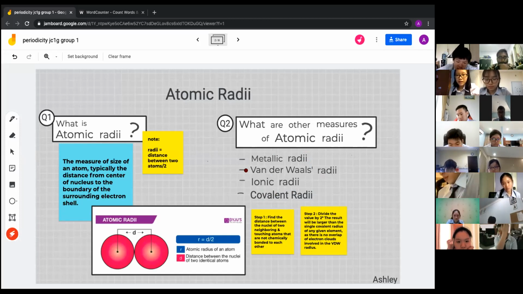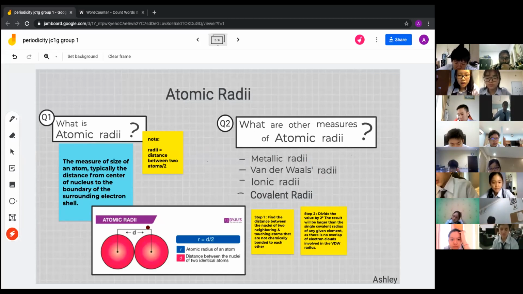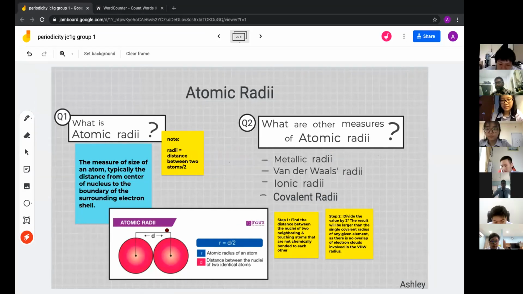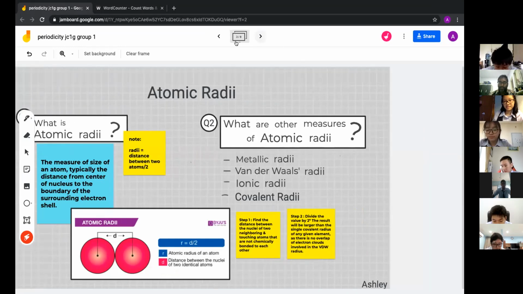It's found by dividing the distance between the two nuclei of atoms that are chemically bonded. However, my previous statement that covalent radii is most commonly found has exceptions, and these exceptions will be elaborated by my fellow colleague now.